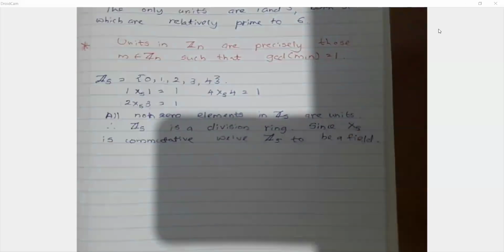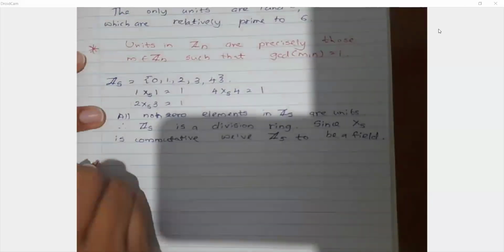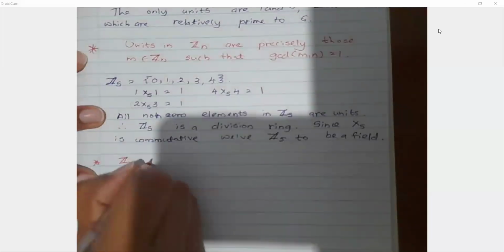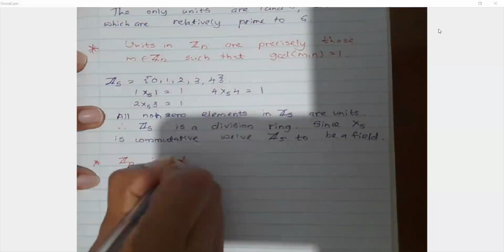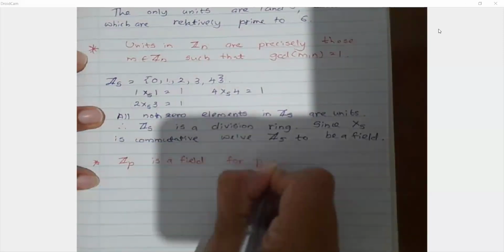Now observe, 5 is a prime number, and you will see that Zn is only a field when n is a prime number, right? So I'll write it as a small remark next. Zp is, it's easy to see, a field for every p prime.